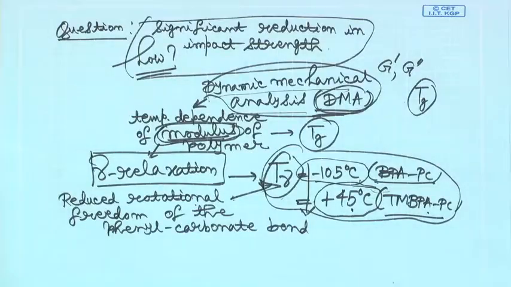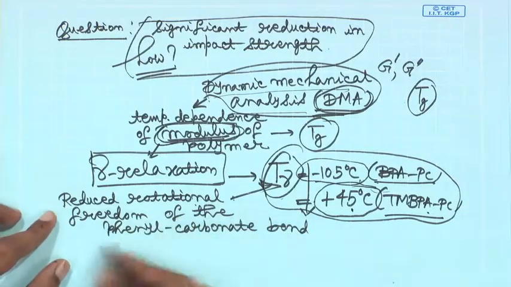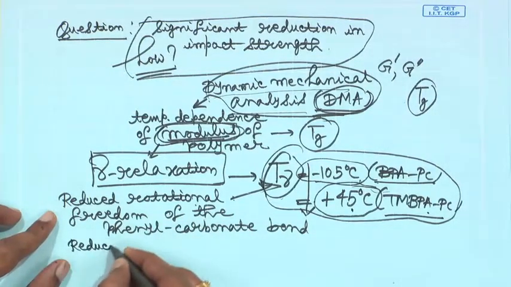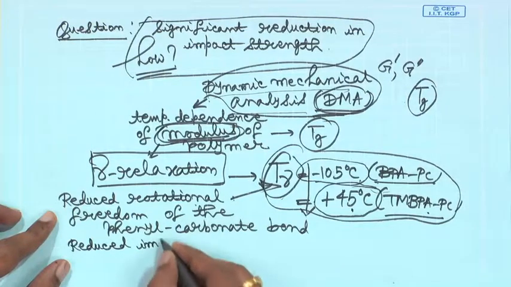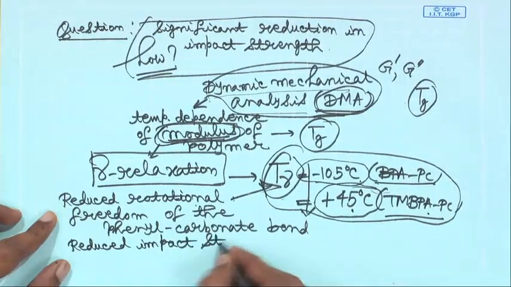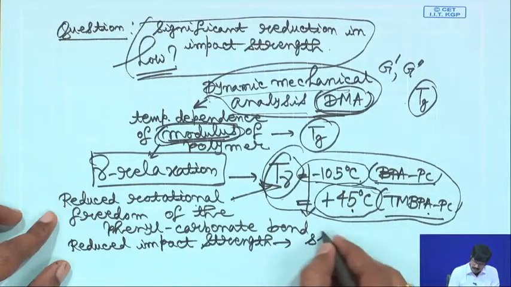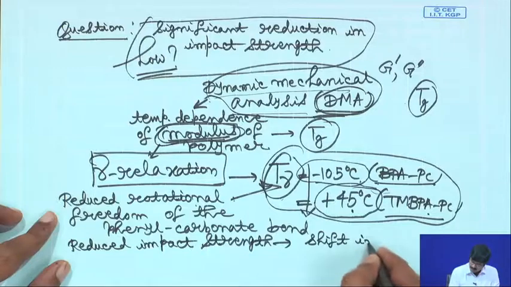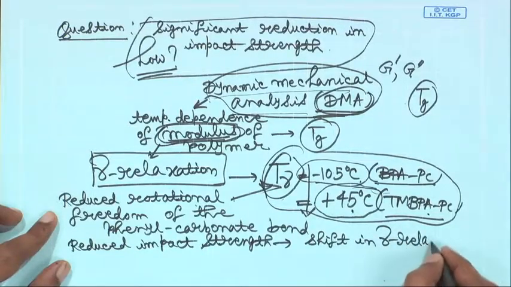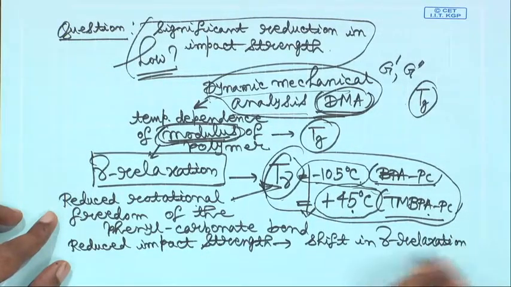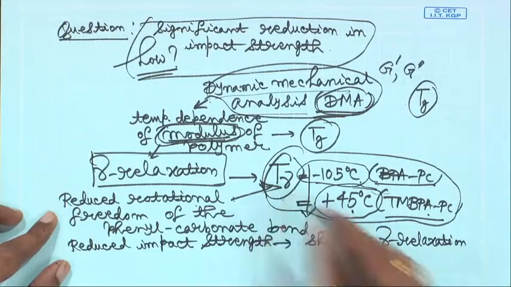So, this T gamma. Now, this is true for bisphenol A polycarbonate materials. It is not always a thumb's rule for all kinds of materials. Okay. Now, this has been observed. So, the reduced impact strength is a direct result of the shift in gamma relaxation maximum. The T gamma increases.